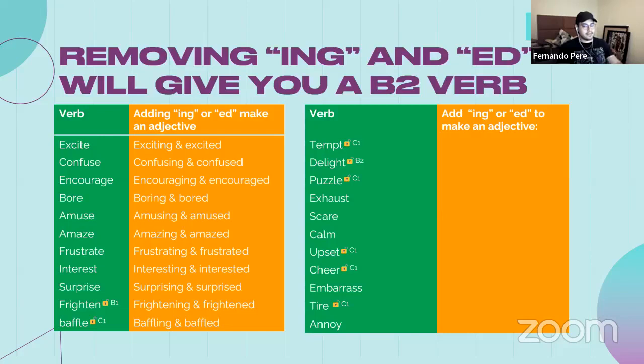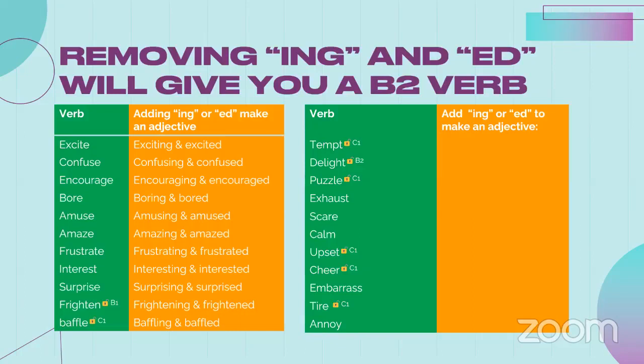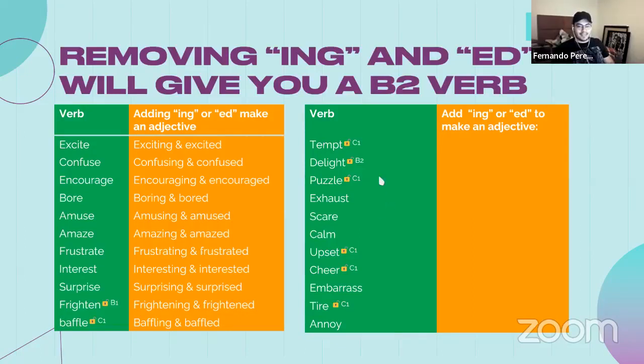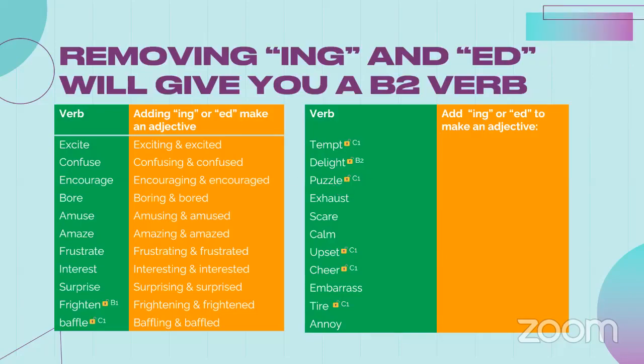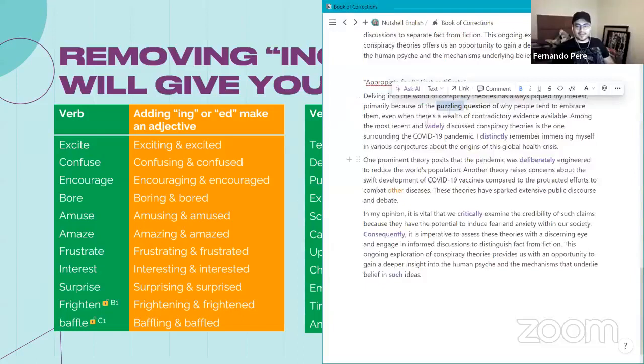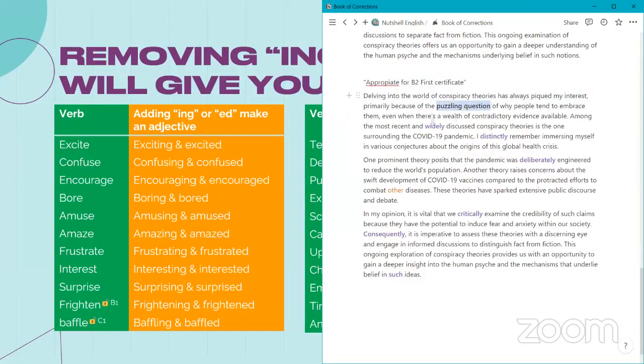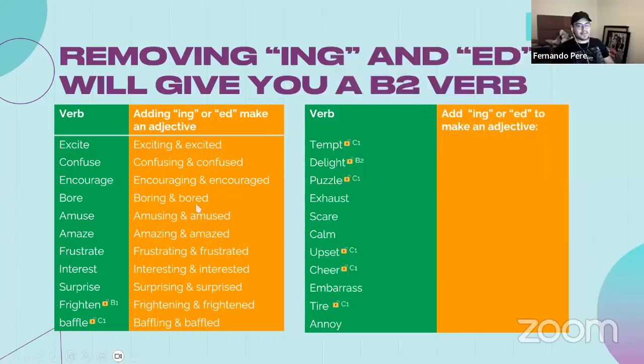Are you there? Hello, hello. Yes, teacher, I'm here. But I asked a question. Come on, what happened? Puzzle is similar to confuse. So if you have confusing, what do you get? Puzzling. Very good. And it's over here. That's why this slide is also very important.